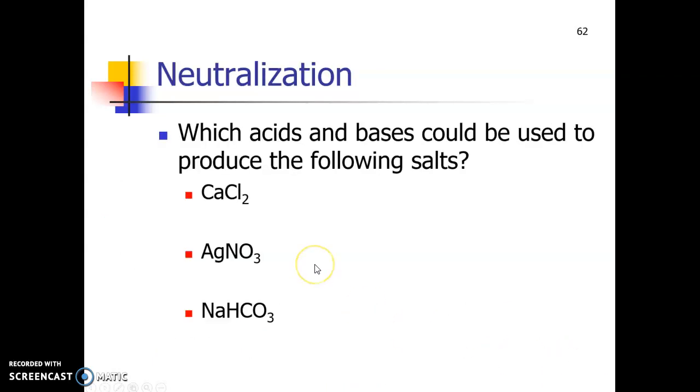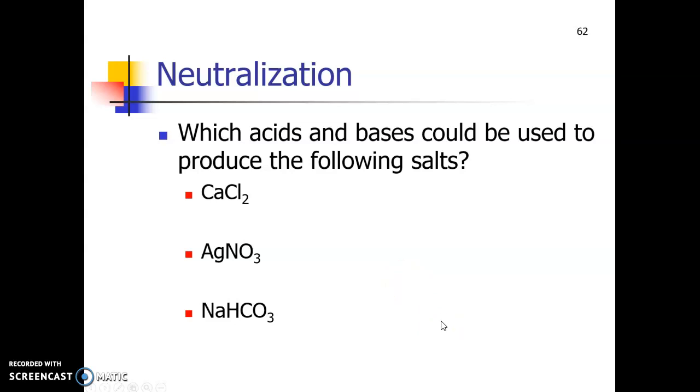Alright, so you give it a try. Which acids and bases could be used to produce the following salts? Remember that the cation, the first element, the positively charged, usually a metal, will come from the base, and the anion will come from the acid. So pause the video, take a few minutes, see if you can figure these out.